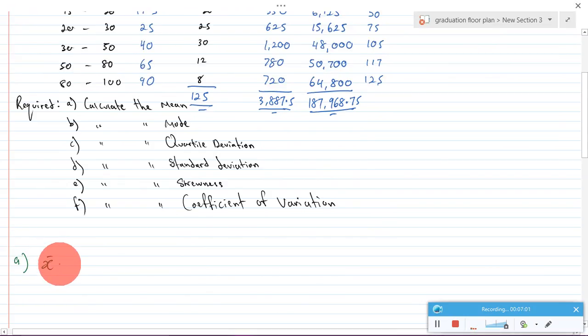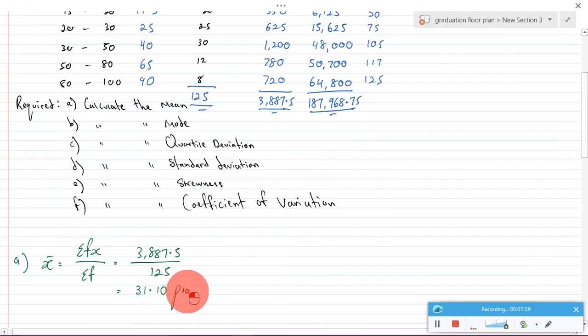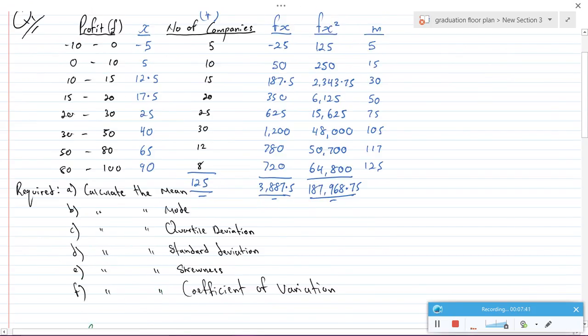What is the mean formula, anyone? Remember? Remember, you have to memorize the formulas for your midterm. Okay. Total Fx over total F, yes. So 3887.5 divided by what? 125. So you will get 31.10. This is profit. Don't forget. Correct? Check.